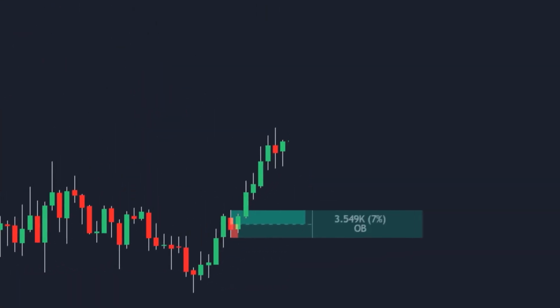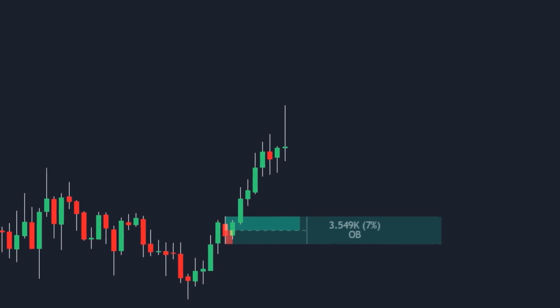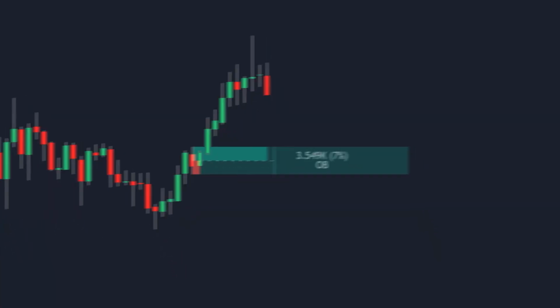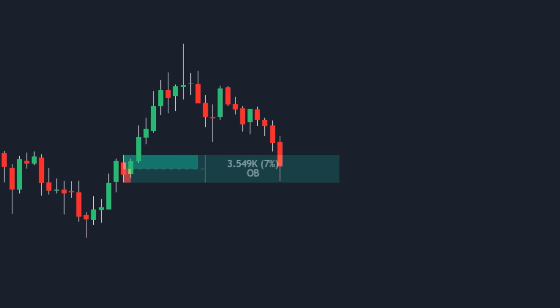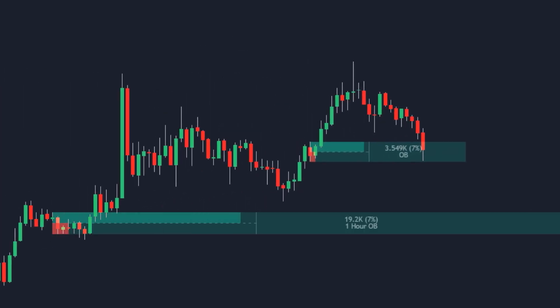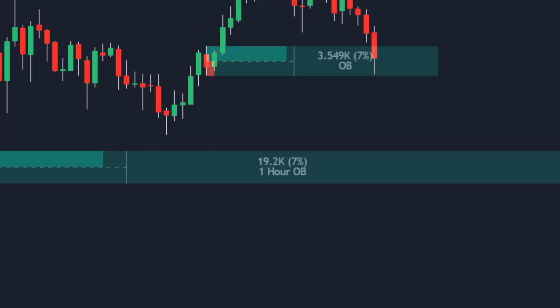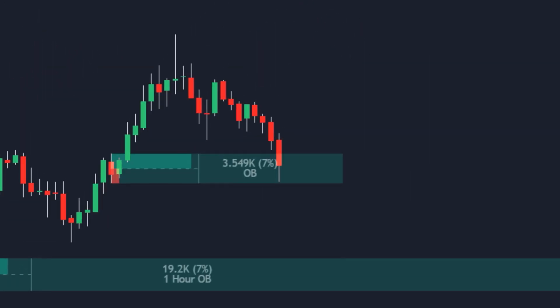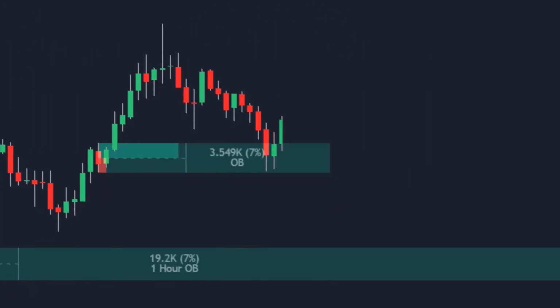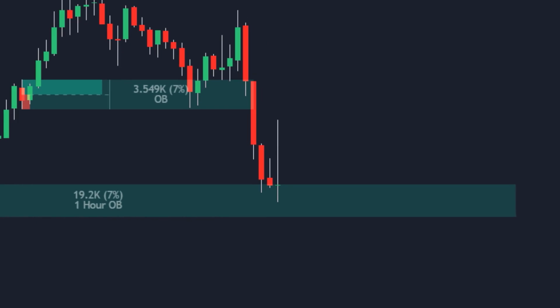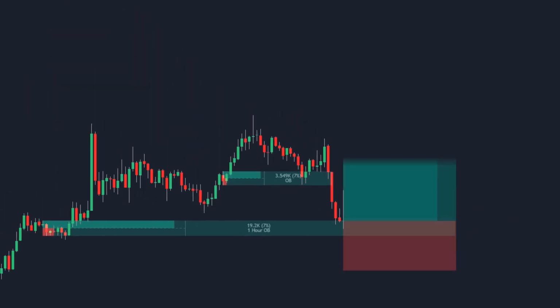Here's another way to use higher time frame order blocks. Here, price is in an uptrend and starts pulling back towards a bullish order block. If you enable a higher time frame, you can see there's a stronger zone hiding right below. So instead of taking an entry at the zone from the chart's time frame, you can wait. Once price reaches this higher time frame zone, you can start looking for long entries.